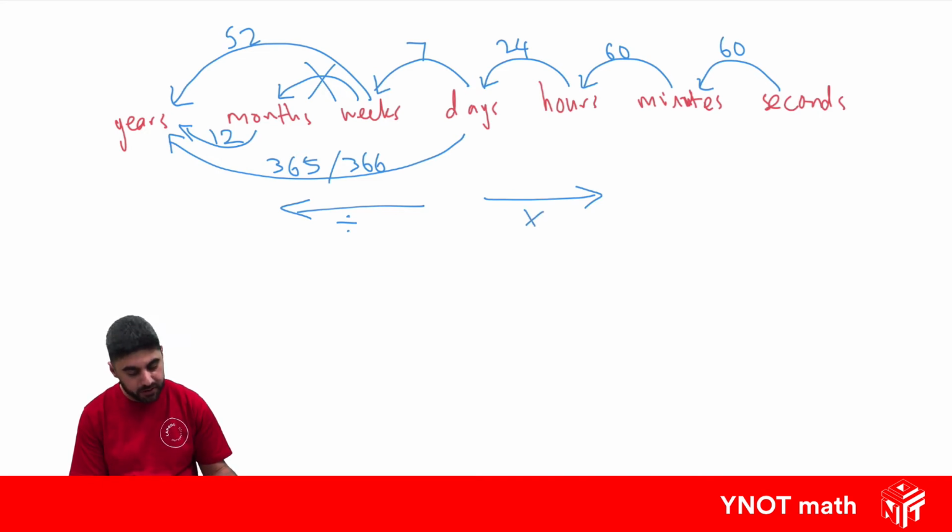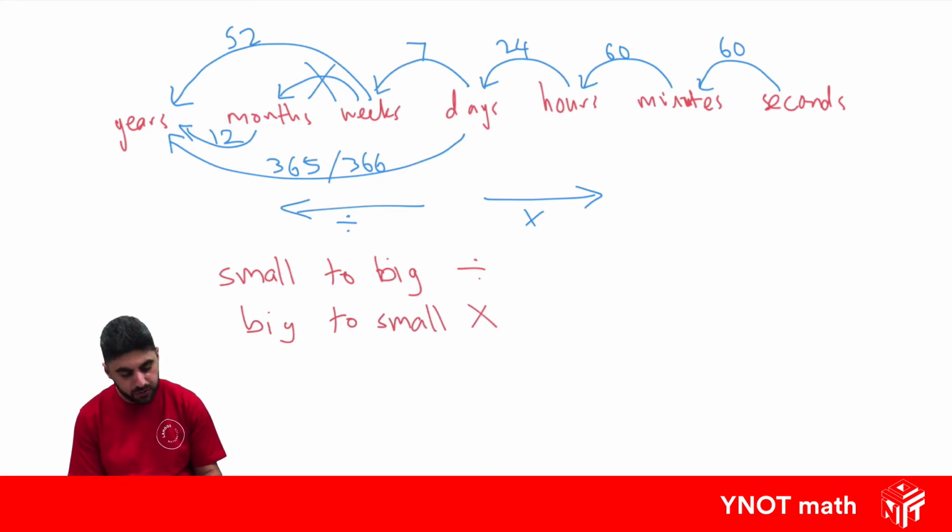You can also think about it, if we're going from a small thing to a big thing, we need to divide. So you can think small to big, we're going left, we need to divide. Or if we're going from big to small, we need a times. If we're going this way from big to small, we need a times. Let's look at some examples.